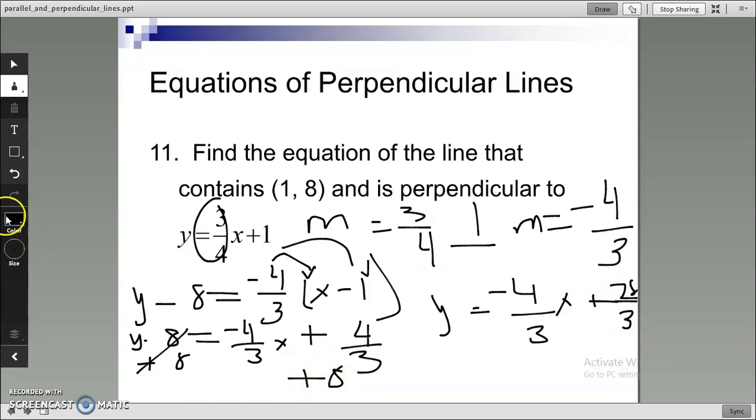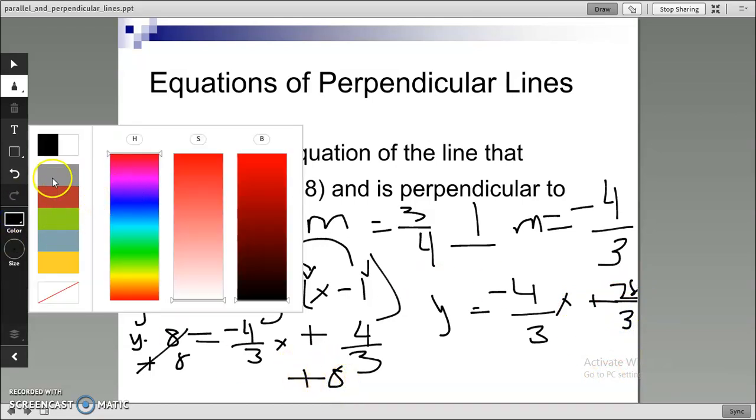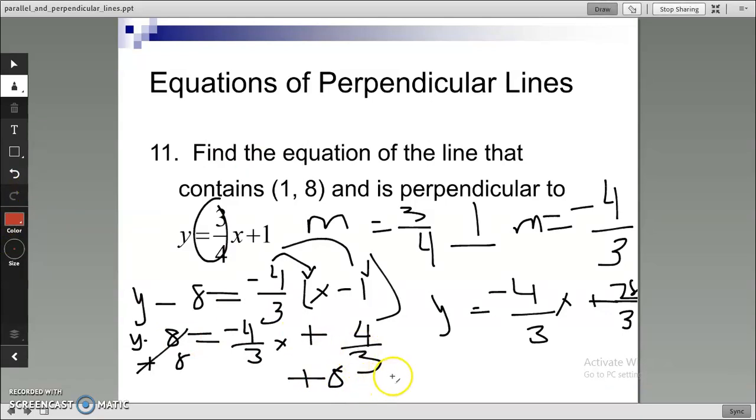All right, and I knew that. Just for a side note, let me change the color. That 8, so that I can add it, really looks like 24/3. So 24 plus 4 is 28, and my denominator stays the same. And I hope that this helps.